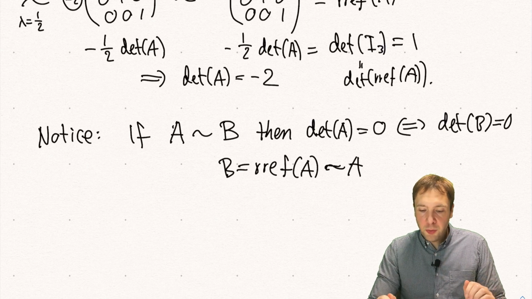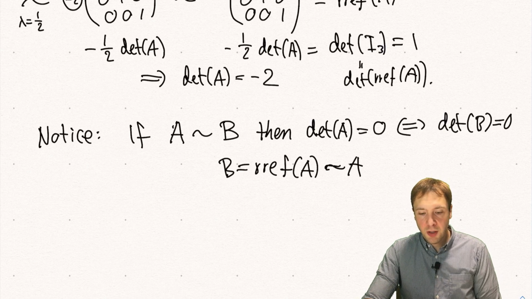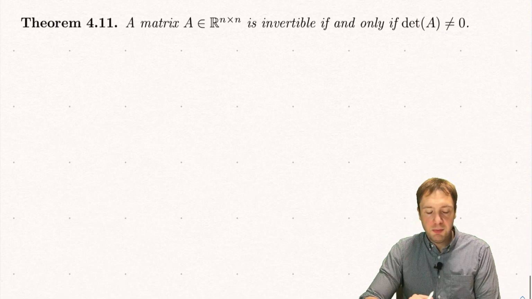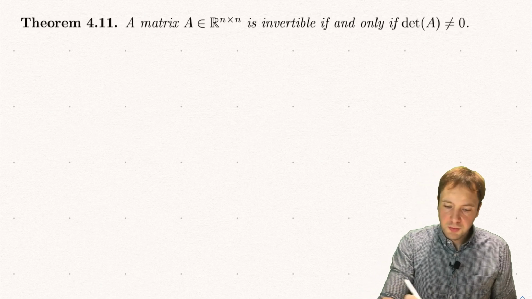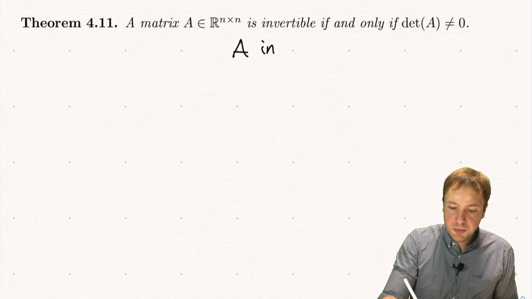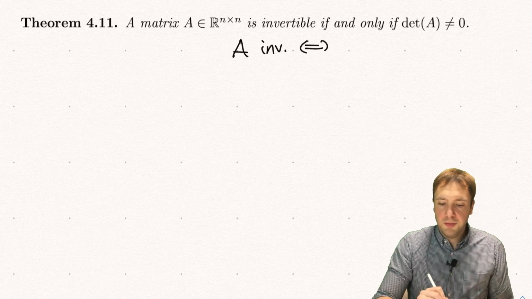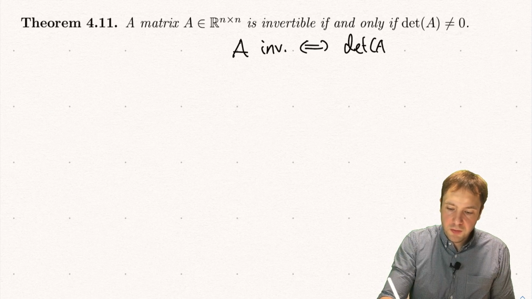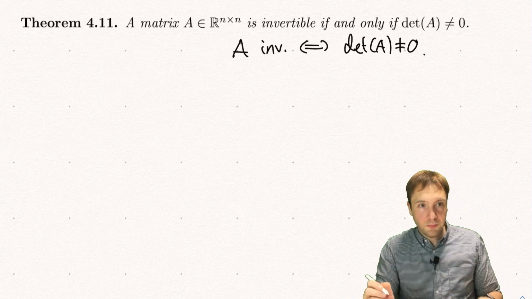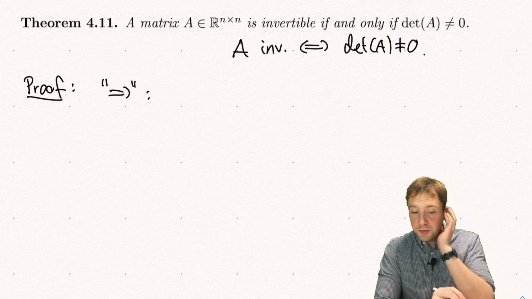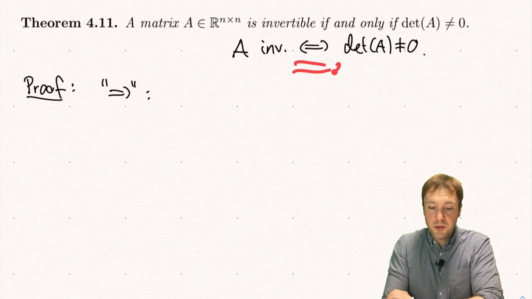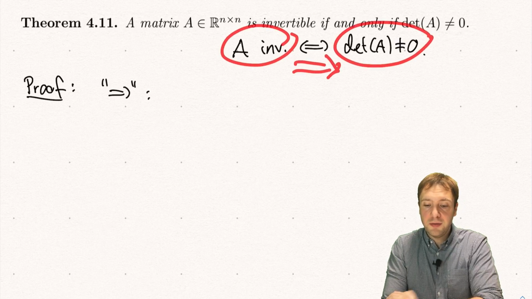And with this, we can now prove our main goal of today, namely the statement that a matrix is invertible if and only if the determinant is non-zero. So we want to show A is invertible is equivalent to the determinant of A is not 0. So let's see how this works now. So assume that A is invertible. So we now want to show this direction here. A is invertible, and then the determinant is non-zero.